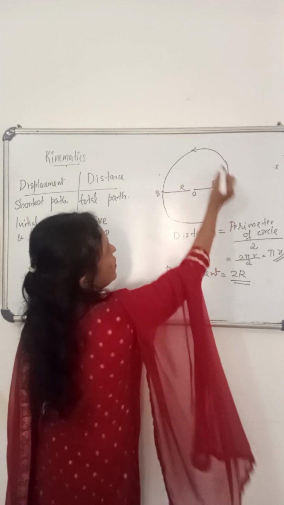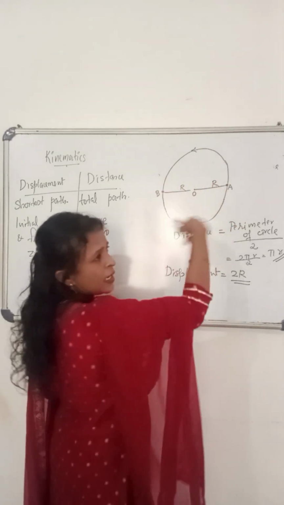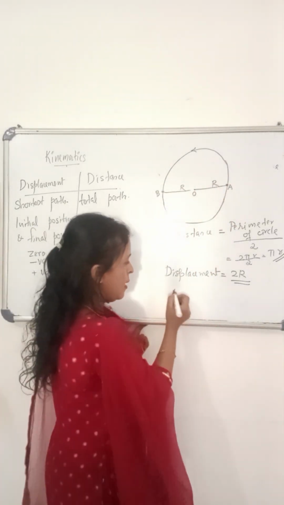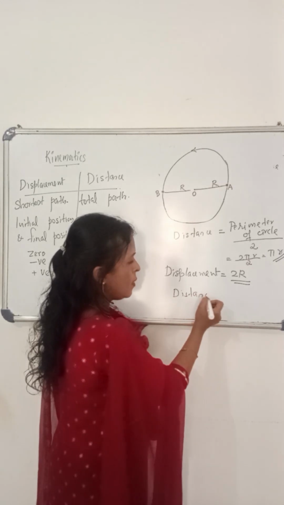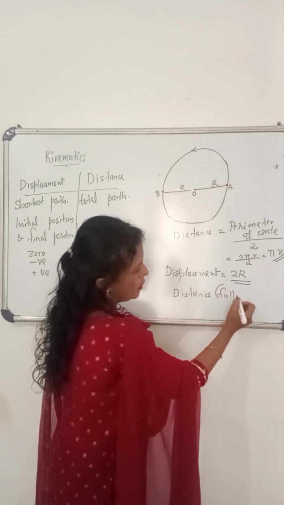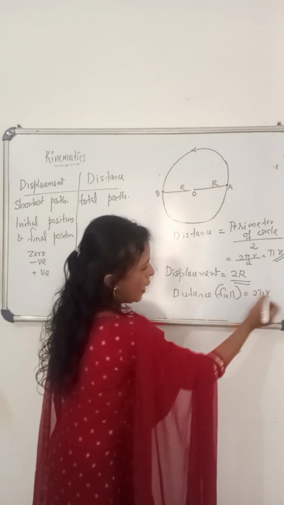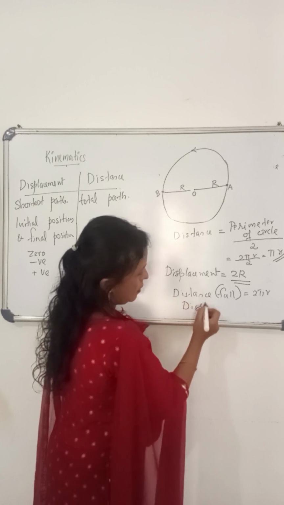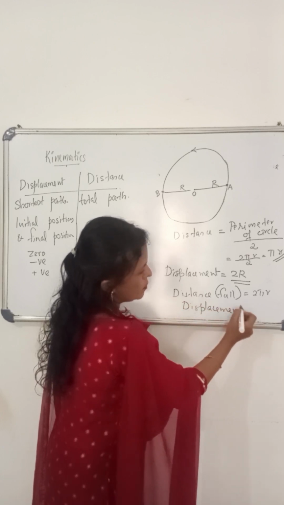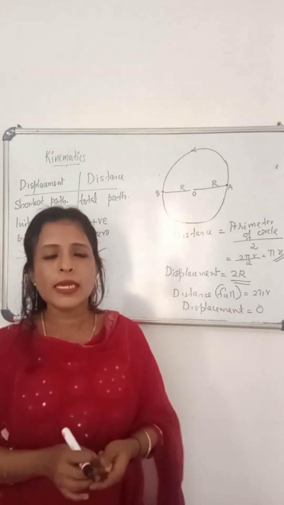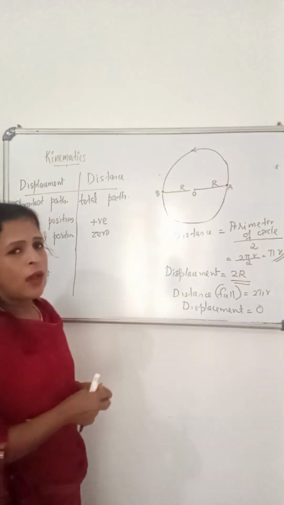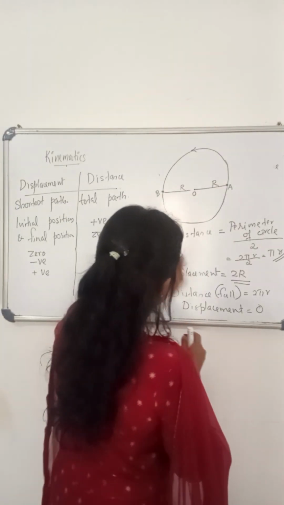Suppose it covers a full circle from A. What is the distance for a full circle? Full circle means it is 2 pi r. And what is the displacement? Displacement is equal to 0. In this case, displacement is equal to 0.